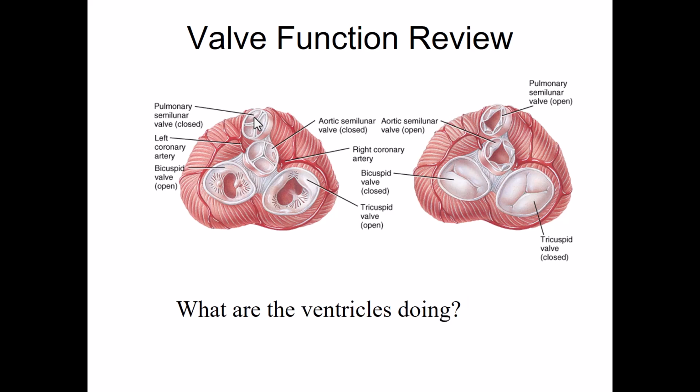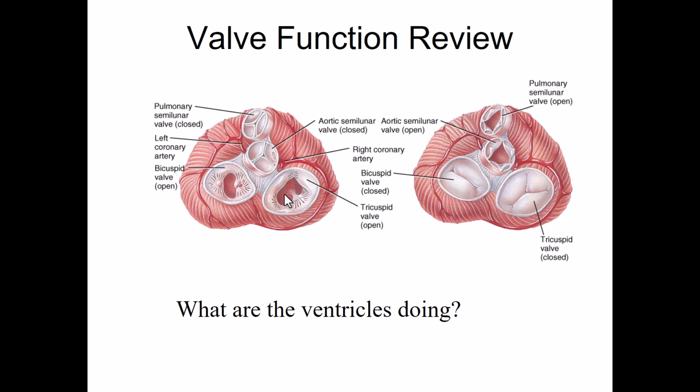Looking at the same image, what are the ventricles doing in this first image that I'm circling my mouse around? So in this first image, the semilunar valves, the pulmonary valve and aortic valve, are closed, but the atrioventricular valves, the bicuspid and the tricuspid, are open. So think about it. Are the ventricles contracting or relaxing? So pause the video and ask yourself, are the ventricles contracting or relaxing in that figure? So here, the atrioventricular valves are open, and that means that the ventricles are relaxed and the atria are contracting.